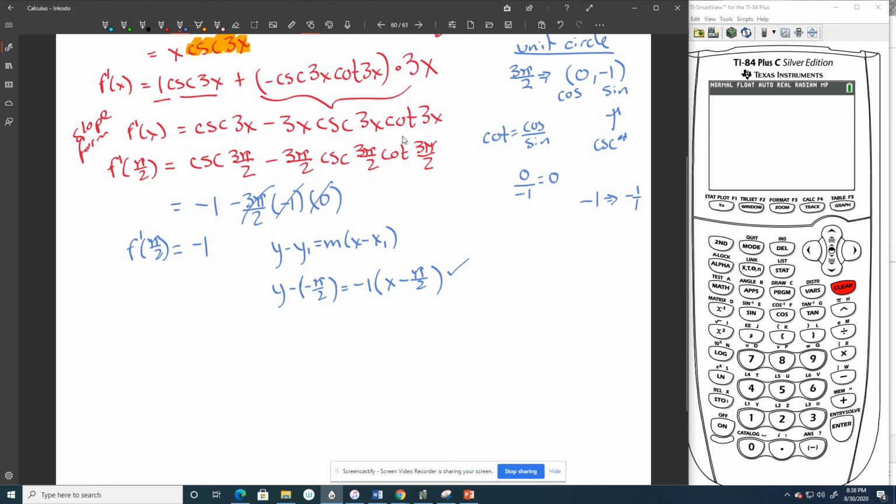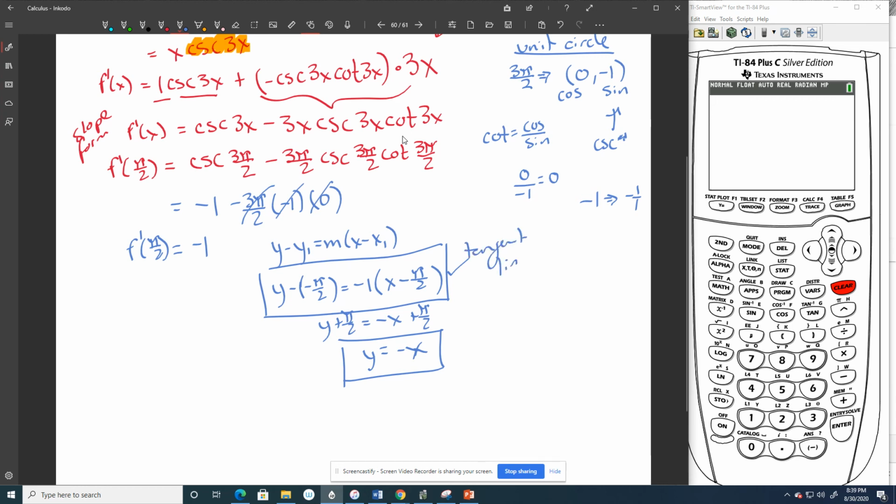Free response, that looks great. If you wanted to simplify, you could say y plus pi halves equals negative x plus pi halves, which I think is kind of a cool concept here, because when I move this pi halves over, I end up with y equals negative x. And I'll show you what that looks like on the graph here in just a minute. So this is going to be my line, but this is also my line, and I would take either of those answers. Okay, so this is my tangent line formula at that point.